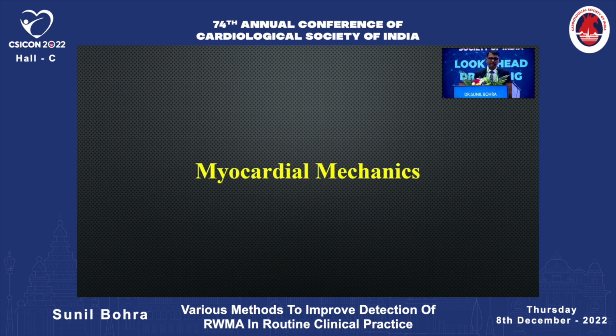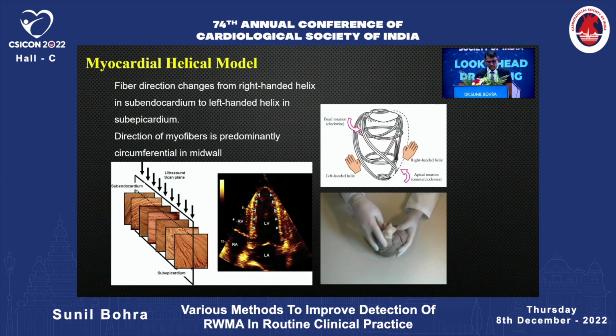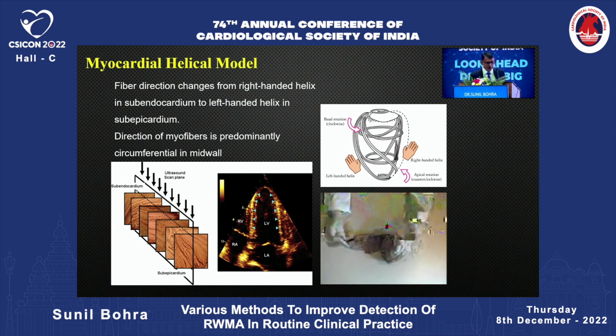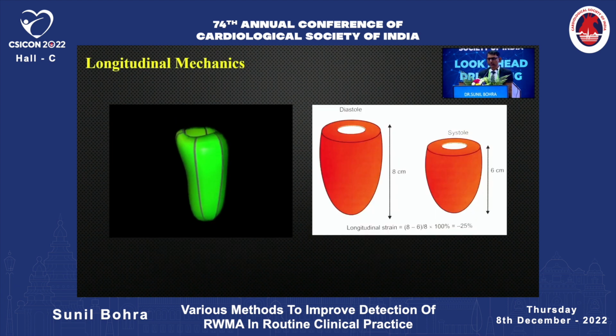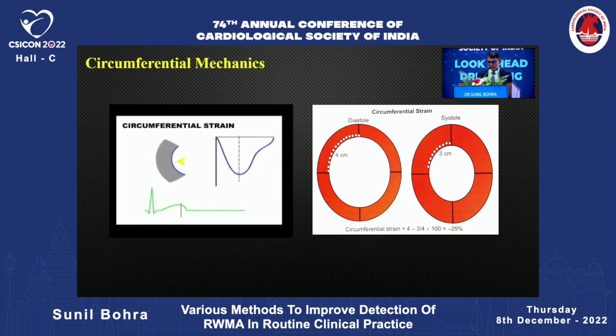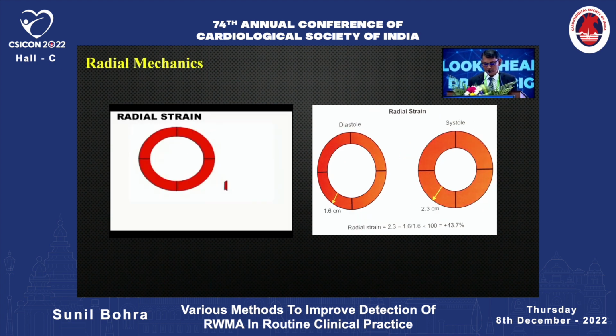So myocardial mechanics is important for us to understand the wall motion abnormality. Because the fiber direction changes from the right helix to the left helix, from the endocardium, subendocardium to the subepicardium, and predominantly the circumferential fibers are present in the mid wall. So there are three mechanics which we need to know. The longitudinal motion, wherein the movement of the LV from the base to the apex is measured. The circumferential mechanics, wherein during diastole and systole, the circumferential strain can be measured, and then the radial strain also can be looked at.